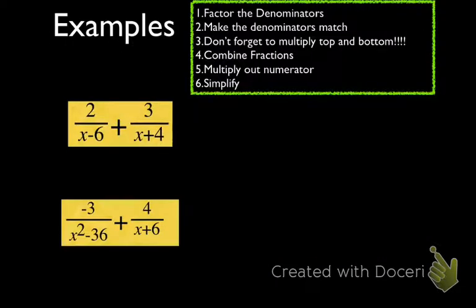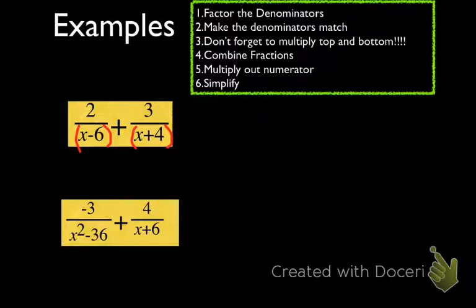All right, well, it looks like the denominator is already factored. X minus 6, x plus 4, I can't factor it. The first thing I'm going to do is put parentheses around those, just so I know that I'm going to treat those as one entity, all by themselves. So x minus 6 is one thing, x plus 4 is another thing.